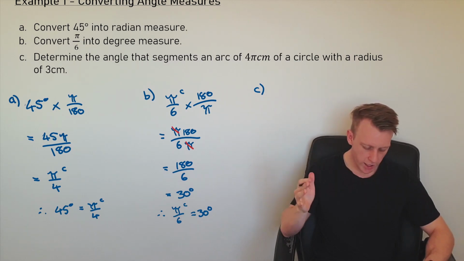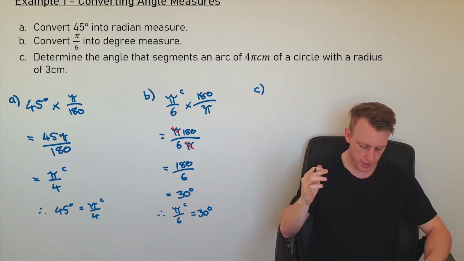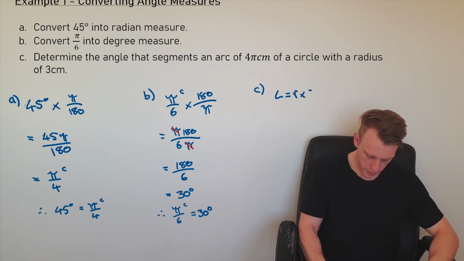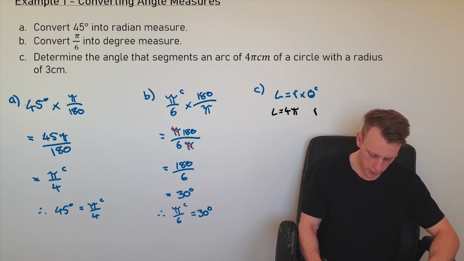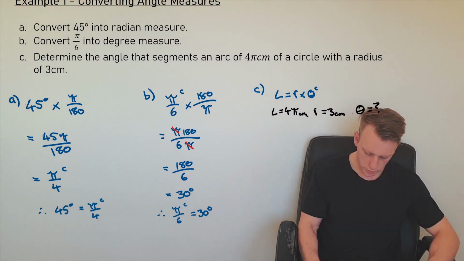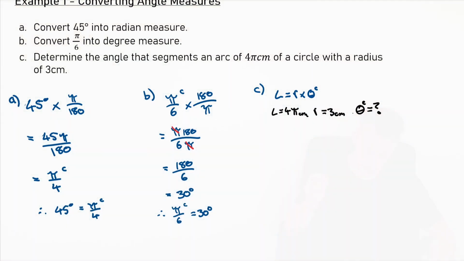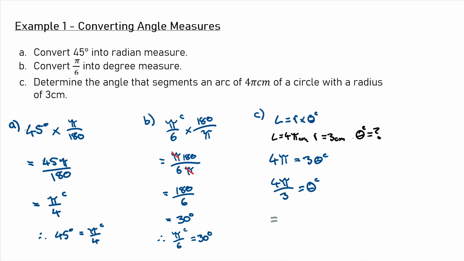Third one here, determine the angle that segments an arc of 4 pi centimeters of a circle with a radius of 3 centimeters. We've got length equals r times theta radians. I know that the length is 4 pi and the radius is 3 centimeters. Theta, I don't know what it is at the moment in terms of radians, but I could very quickly work it out. That means we've got 4 pi is equal to 3 theta. Divide both sides by 3, you get 4 pi on 3 is the angle. And if you did the unit conversion to get 4 pi on 3 radians into degrees, you would get 240 degrees.